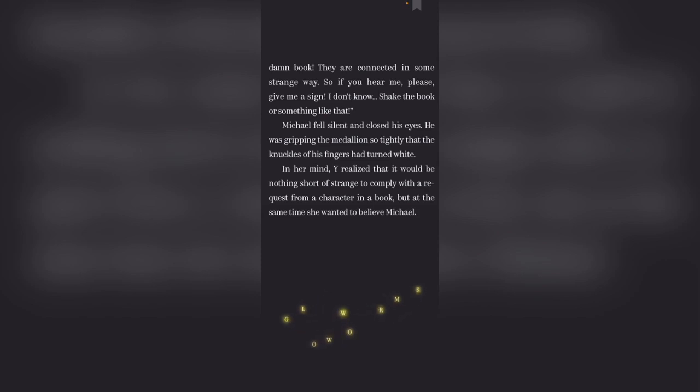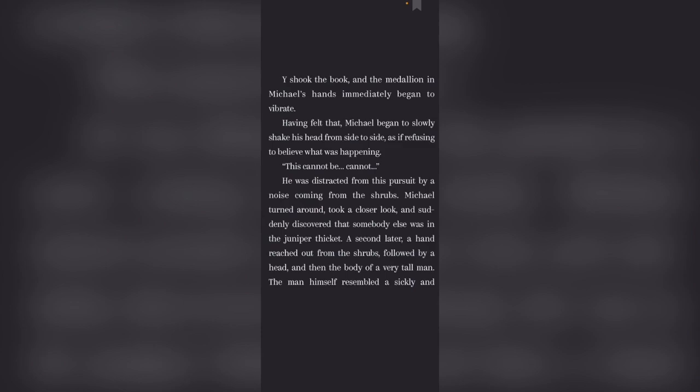In her mind, Y realized that it would be nothing short of strange to comply with a request from a character in a book, but at the same time, she wanted to believe Michael. Okay, so I'm going to shake the book, aka my phone. Y shook the book, and the medallion in Michael's hand immediately began to vibrate.